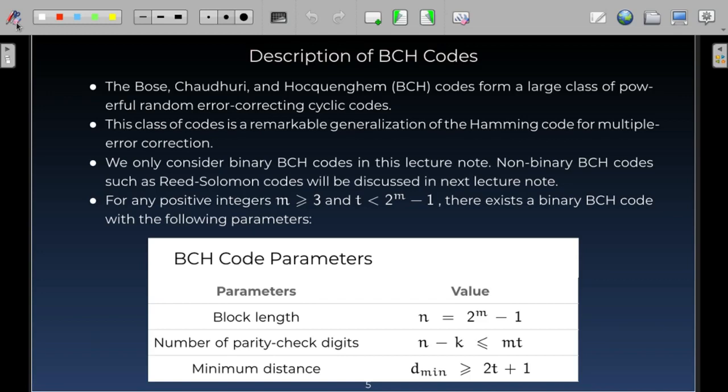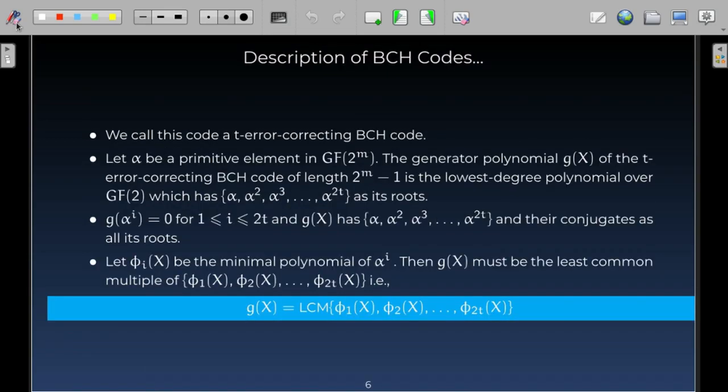Okay. So as you can see, even in the description of this code, we have the error correcting capability directly built in. So one can actually control how much error correcting capability he wants in his code. This is the reason why BCH codes are also called t-error correcting BCH codes.